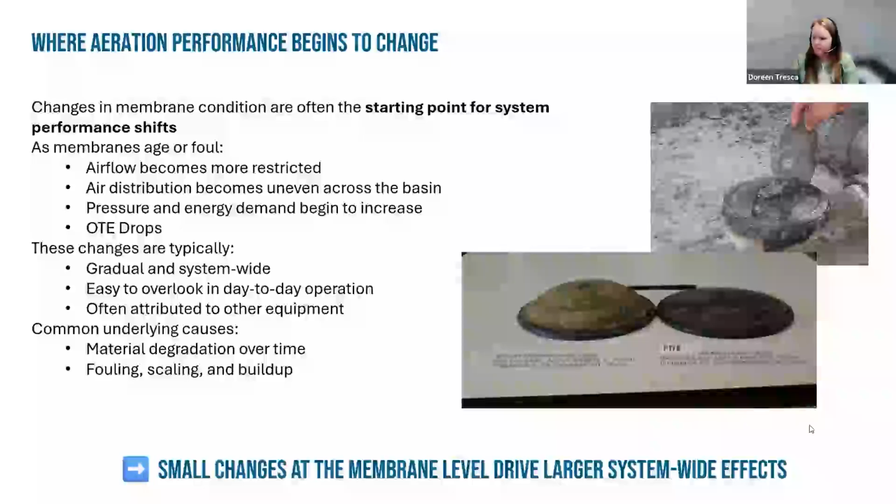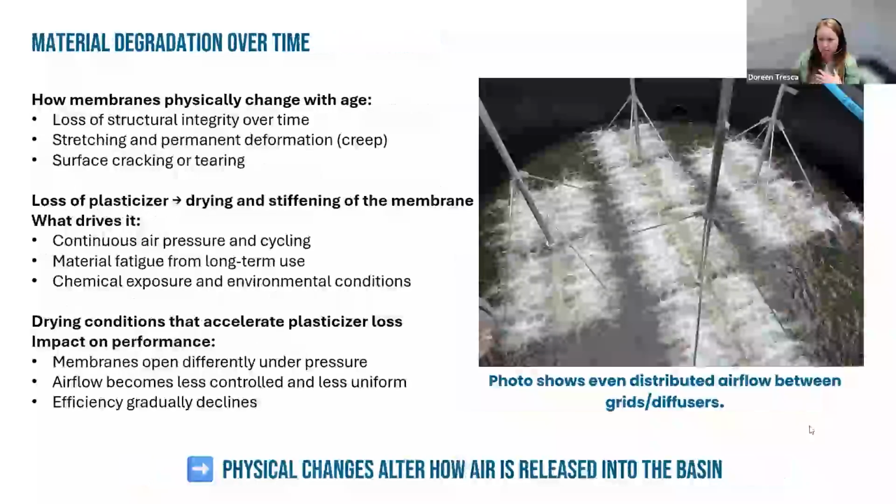Because of that, it's easier to miss something going on with your membranes versus something with your blower system or your pumps. In reality, a lot of changes in the aeration pattern and the aeration performance in your system get tied back to the membrane level, either through material degradation or fouling and buildup. These small changes end up driving much larger system-wide effects, which we're going to go into later on. But we're going to touch now on how the material degrades over time.